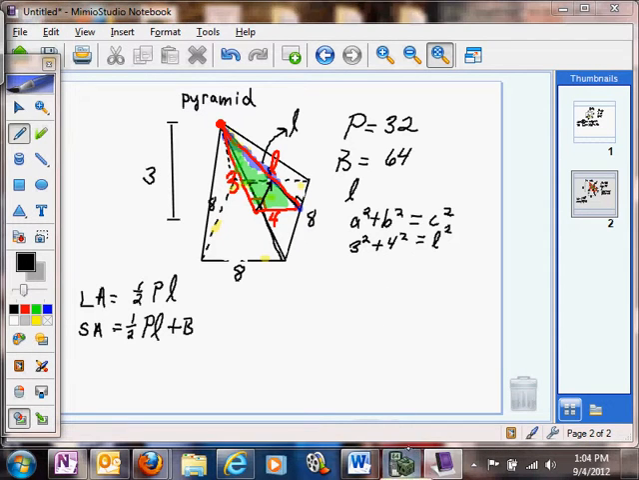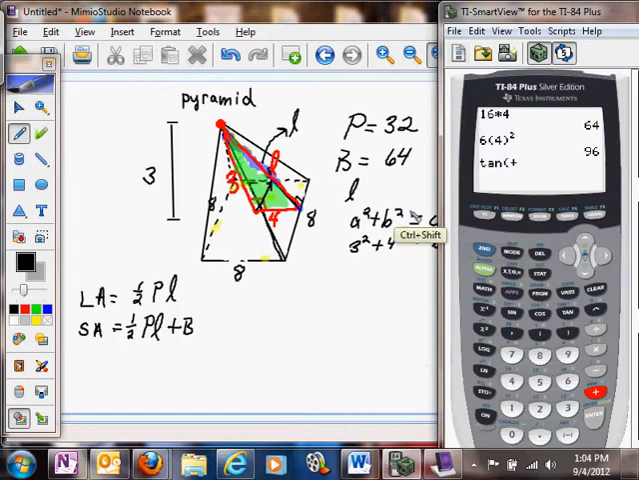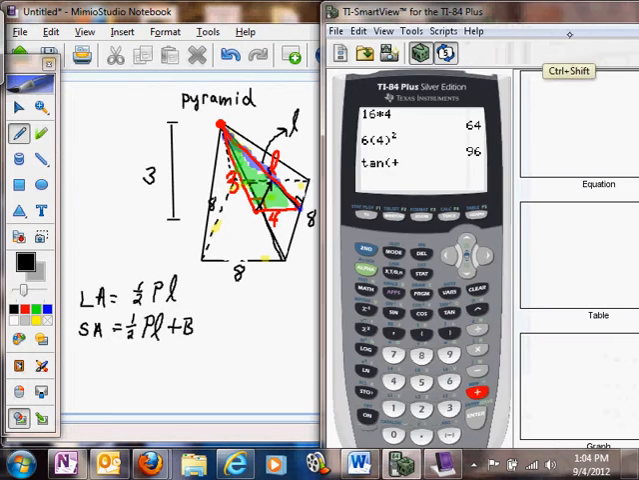I can just use my calculator right now if I wanted to, I think. This control shift is not going to let me do it. Maybe. There it goes. Okay. So I've got 3 squared plus 4 squared. Or not. Calculator's not going to work. I do not know why. Let's move it out of the way.